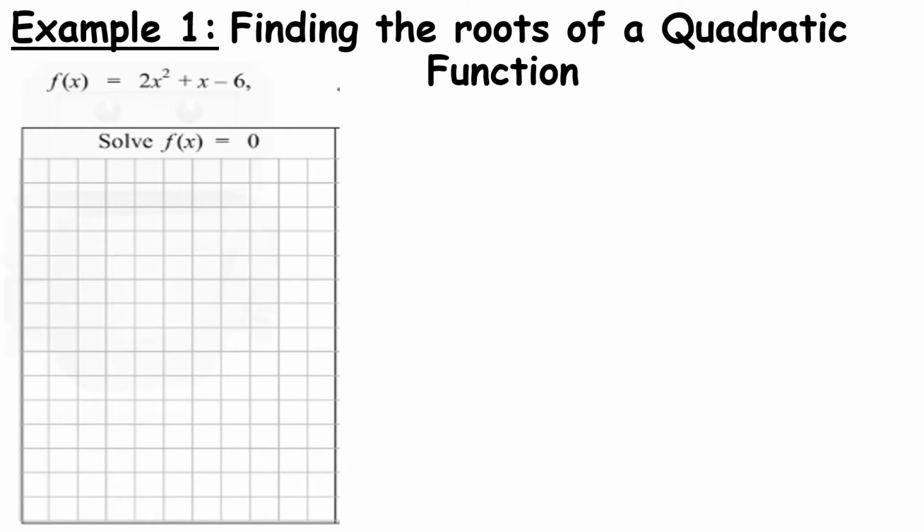Example 1. We're going to focus on finding the roots of a quadratic function. In this question, we've been given f of x is equal to 2x squared plus x minus 6, and we've been asked to solve when f of x equals 0. So we take our f of x, which is 2x squared plus x minus 6, and we let that equal 0. So this is just another way that we can be asked to solve a quadratic equation. Don't be put off by the fact that they're using function notation and the way that it's asked.